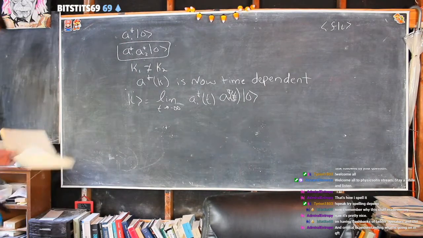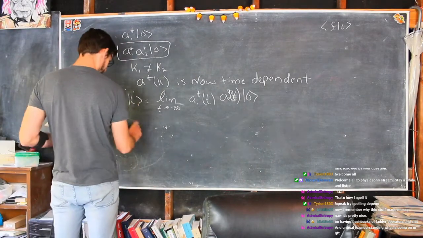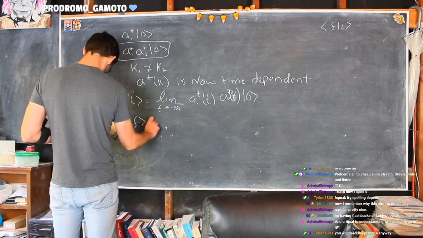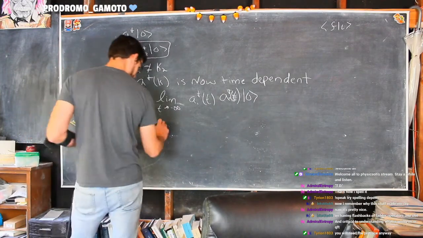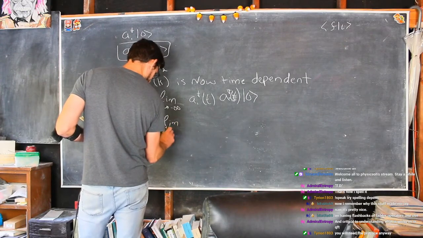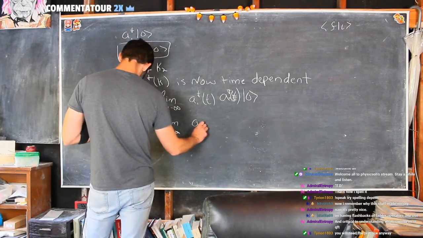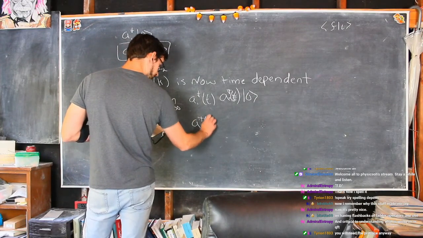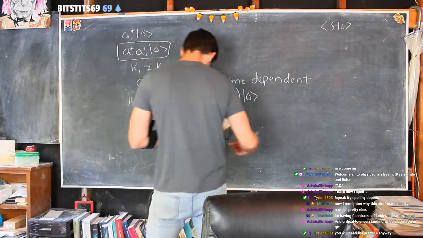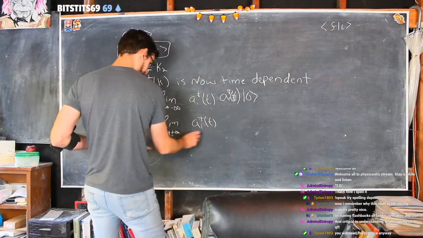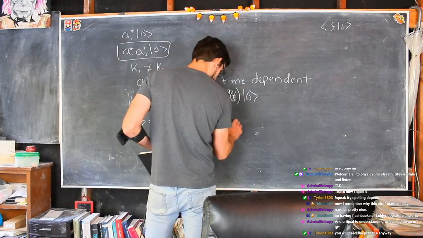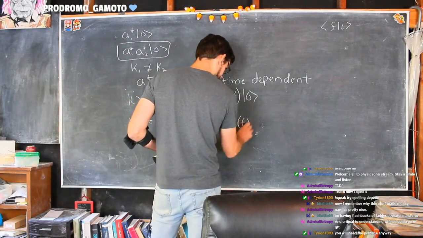Now, what's the final state? Well, the final state is going to look like the same thing, right? Except the limit as the time goes to positive infinity of A1 prime, and then A2 prime. They call it 1 prime, okay, good, because it would be a little bit confusing if we didn't do that.